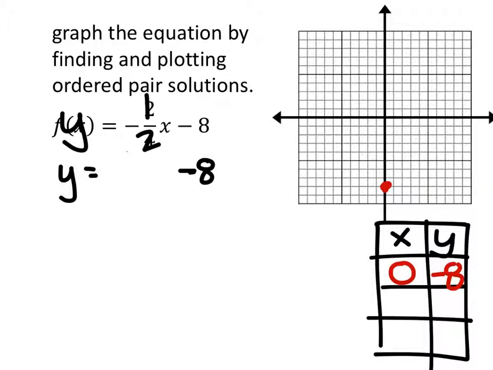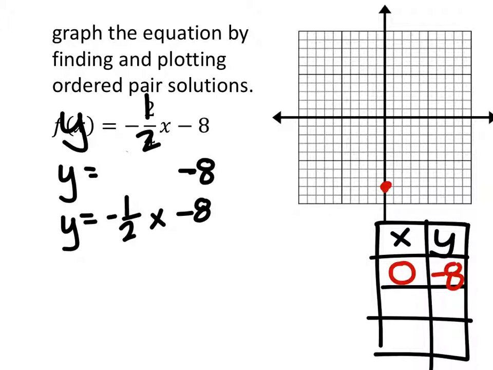Now, in order to avoid fractions, which most people hate, I'm going to choose even numbers, or multiples of 2, because my denominator is 2. If I choose even numbers, then it's going to cancel that 2 out. Now, we may get some big numbers, and that's okay. But it's going to cancel that 2 out. So let's write this equation in there.